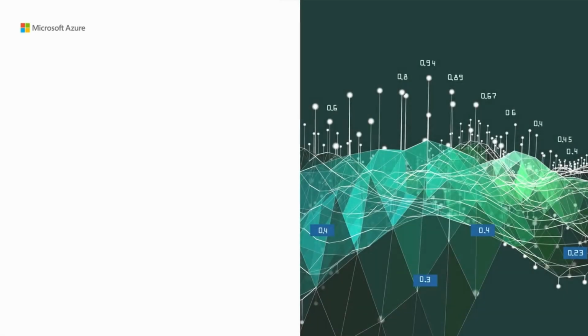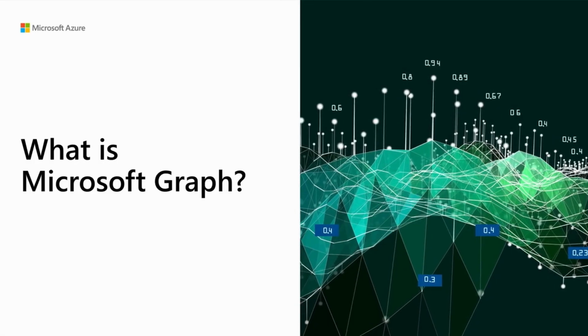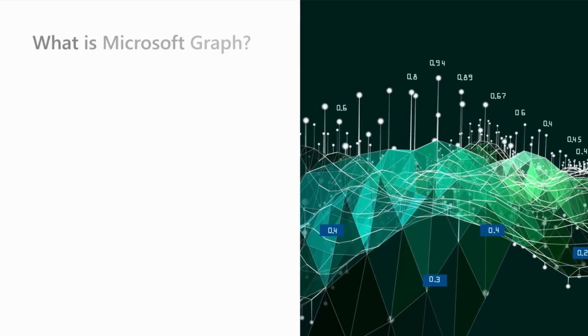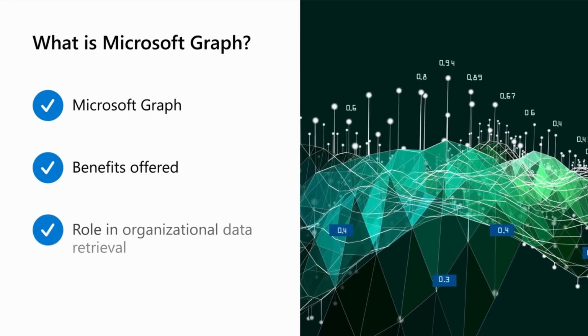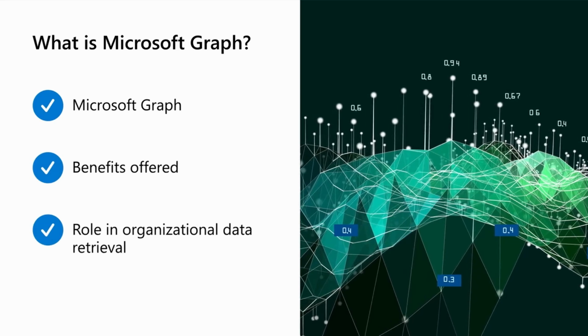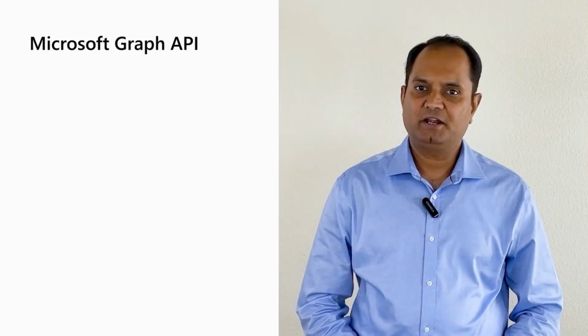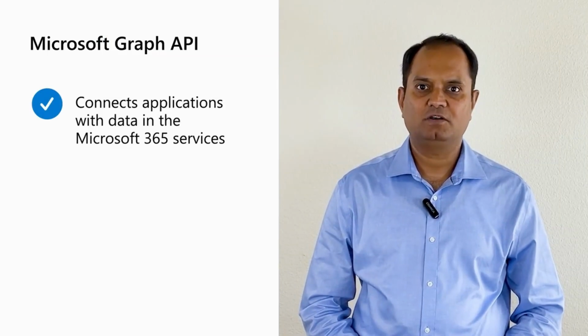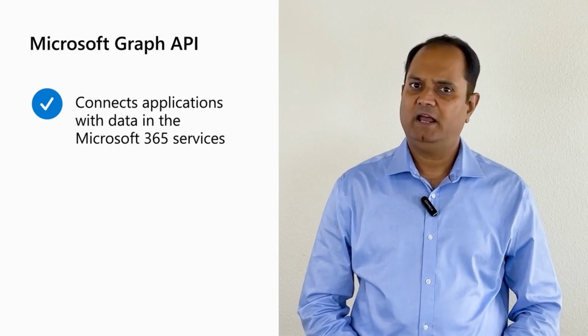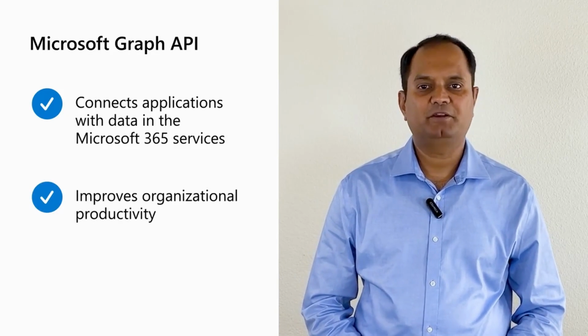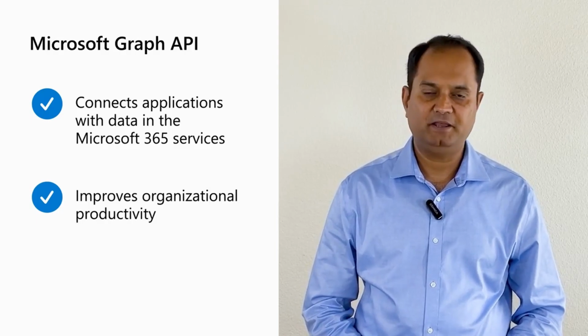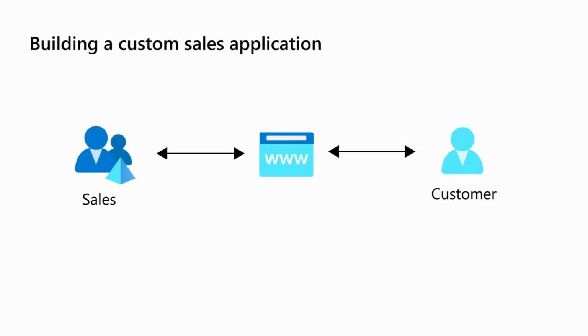Hello, and welcome to the video, What is Microsoft Graph? In this video, you'll learn about Microsoft Graph, the benefits it offers, and its role in retrieving organizational data. If you're looking to connect custom applications with data stored across Microsoft 365 services and improve your organization's productivity, Microsoft Graph Application Programming Interface, frequently referred to as API, provides a solution. Imagine your company is building a custom web application that helps salespeople work with customers.